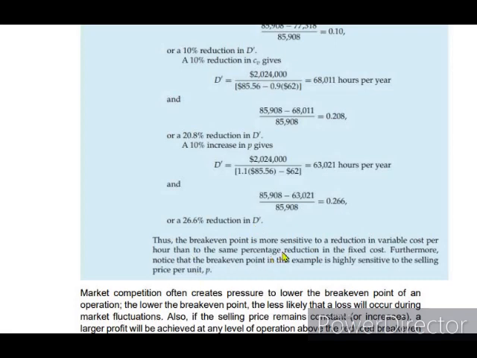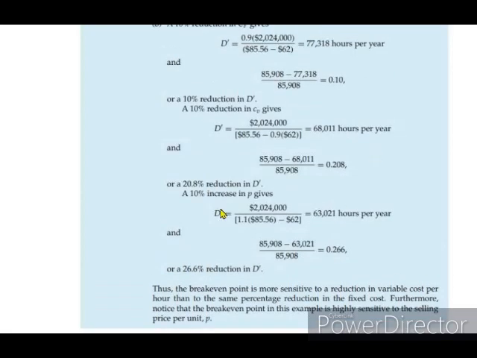Thus, the break-even point is more sensitive to a reduction in variable cost per hour than to the same percentage reduction in the fixed cost. You notice that when we solve for the reduction in the variable cost, it yields a higher reduction, 20.8%, while here you only have a 10% reduction. So reduction in variable cost is more sensitive.